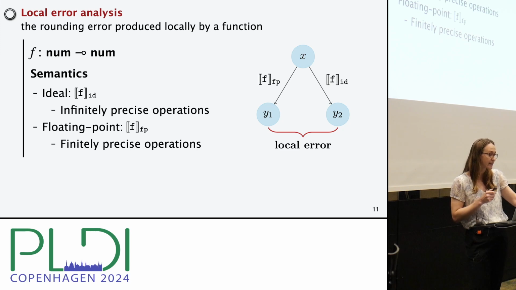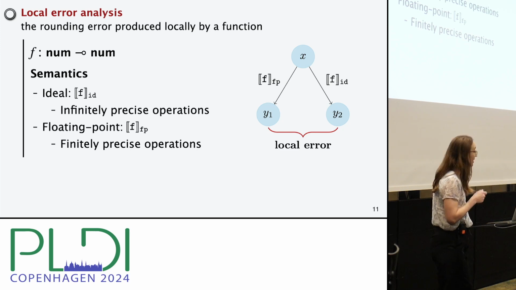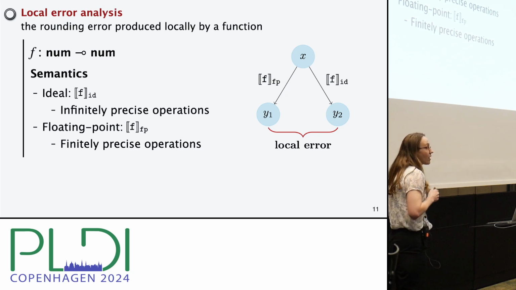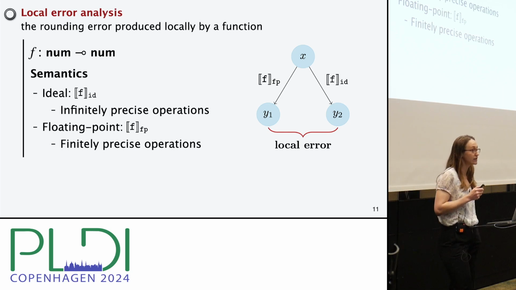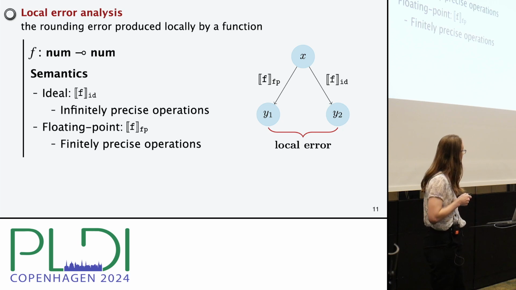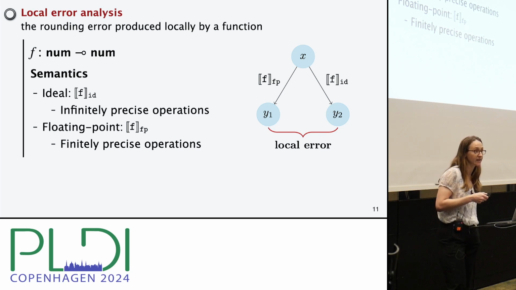An ideal semantics, where all of the operations in the body of our function are assumed to be infinitely precise, and a floating point semantics, where all of the operations in the body of the function are assumed to behave like a floating point operation, so that is, they're computed in infinite precision and then rounded to a destination format. The local error is then the difference between the results of applying f under its floating point and ideal semantics to the same value.